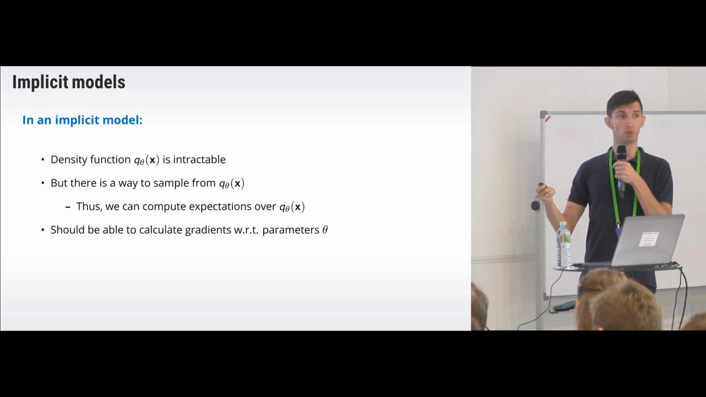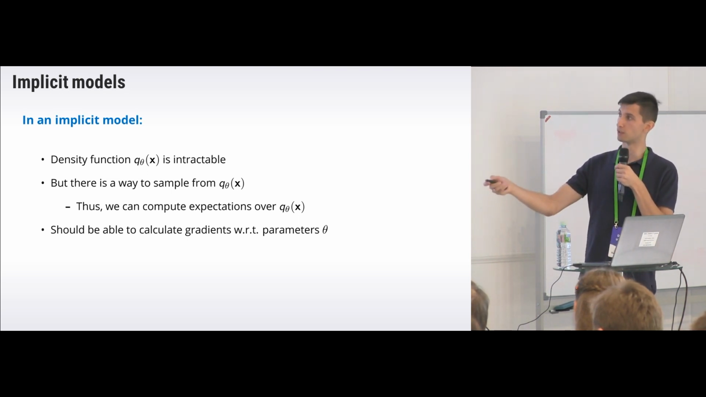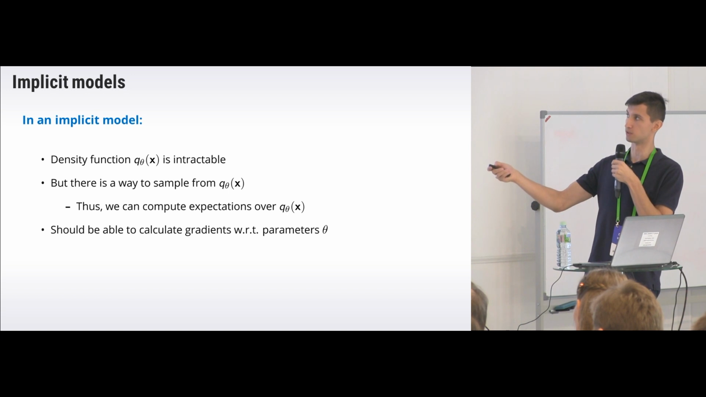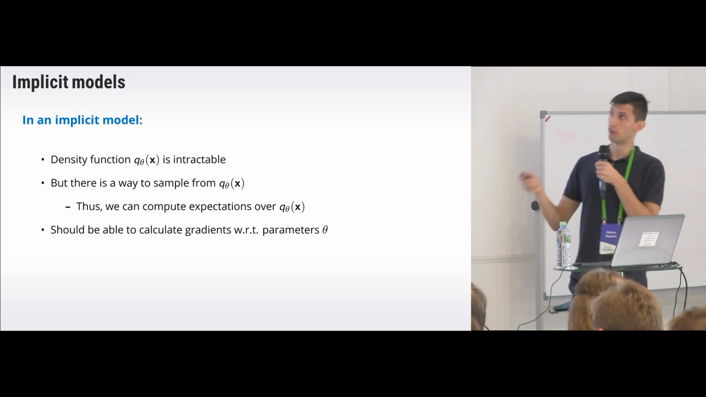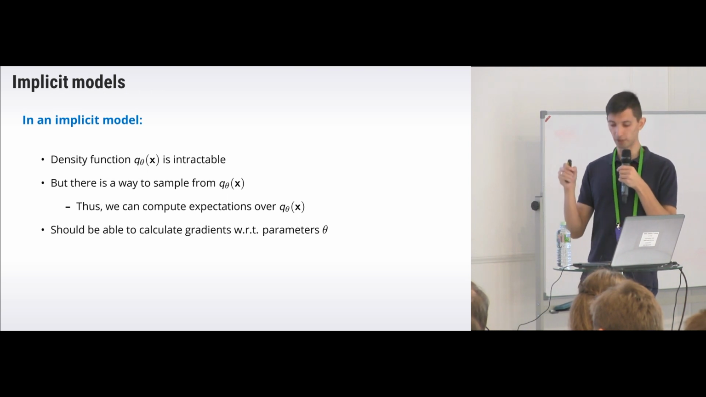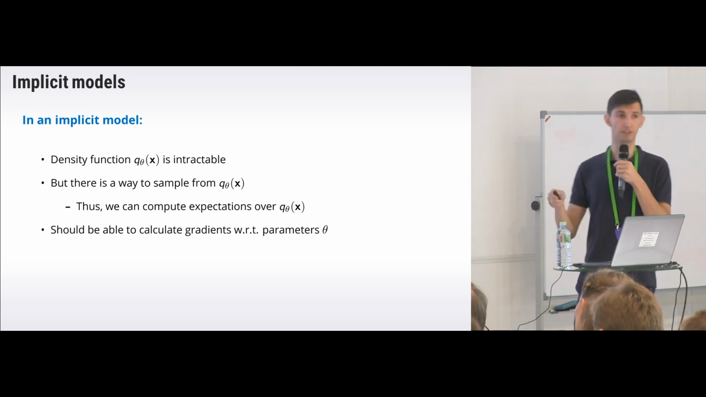The only requirement we put on the generator G is that we should be able to compute gradients with respect to the parameters of this generator. Okay, and another point: as we can sample from Q, we can compute expectations over Q.